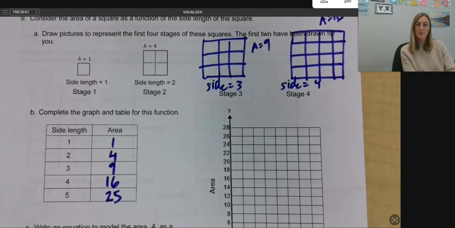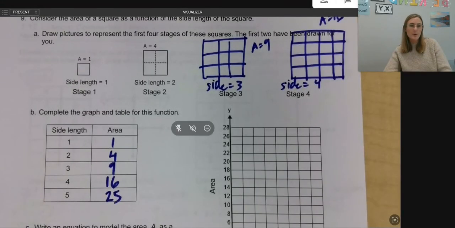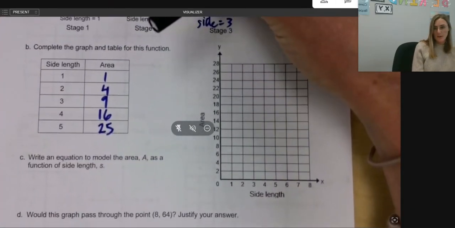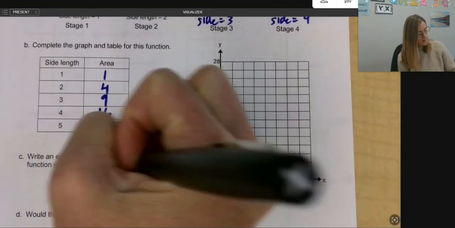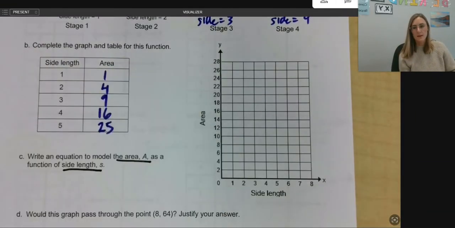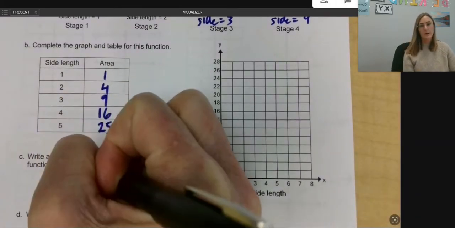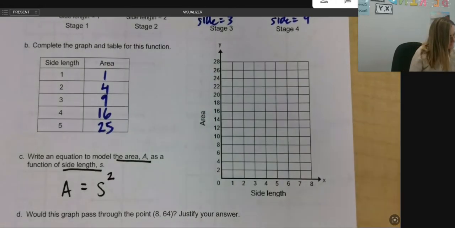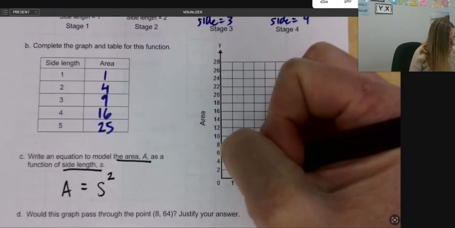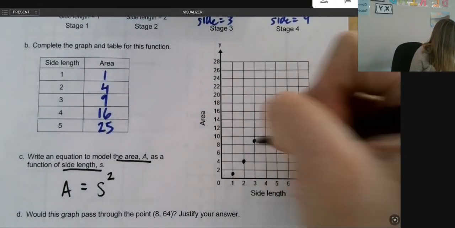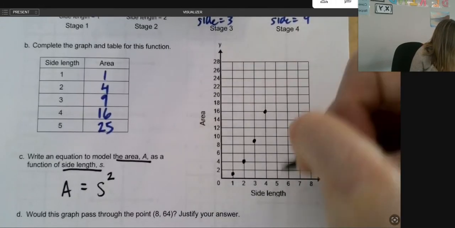I want you to go ahead and try and write the equation now. If you're not sure how to write that equation in Edpuzzle, I want you to just describe what the equation would be. Okay, so our equation for this, if our area is A and our side length is S, to find the area, we're going to do the side length squared every single time. So now we can go ahead and graph (1, 1), (2, 4), (3, 9), (4, 16), and (5, 25).